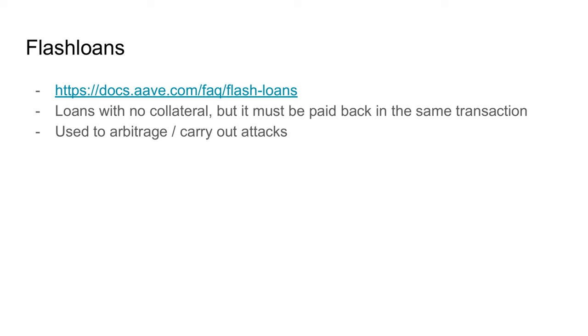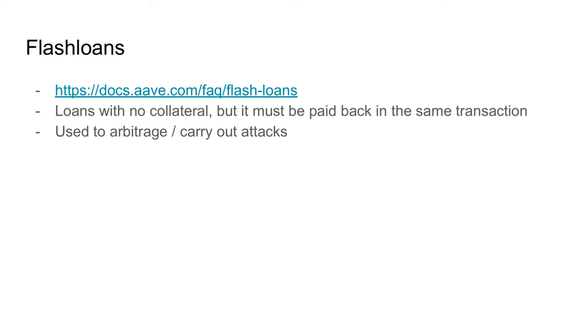So the entire transaction where you take a loan, you do arbitrage, and then you return the loan, the entire transaction is atomic. So there wouldn't be a case where you take the loan and you run away with it, because the entire transaction fails if that's the case. So this flash loan isn't something that you see in traditional finance and it's used to carry out arbitrage attacks. And it's quite a powerful tool.